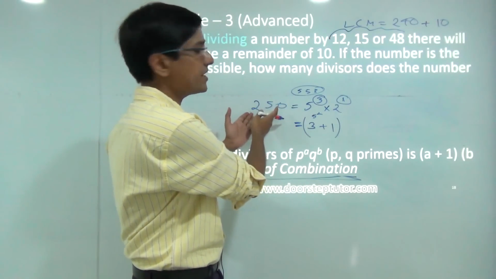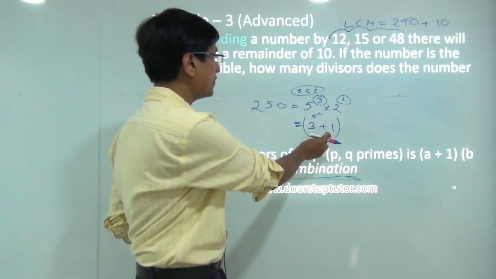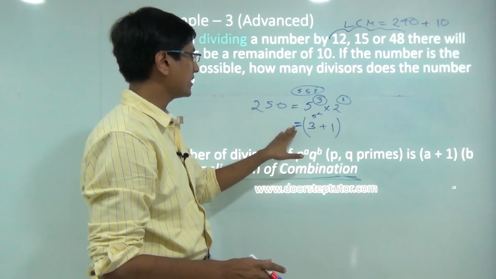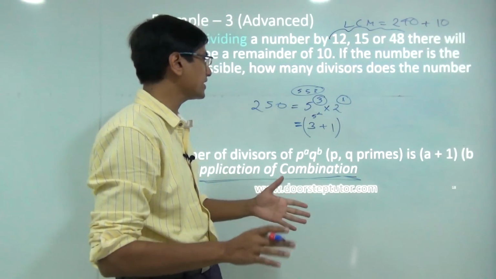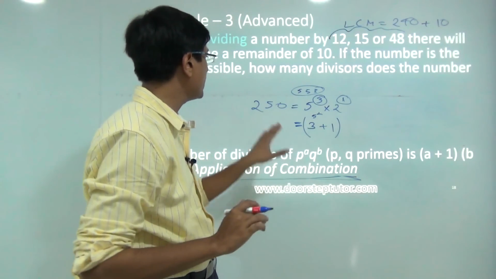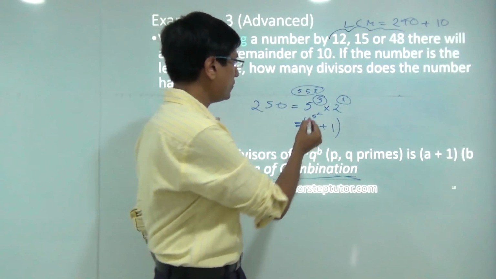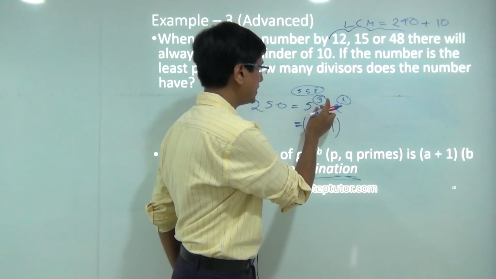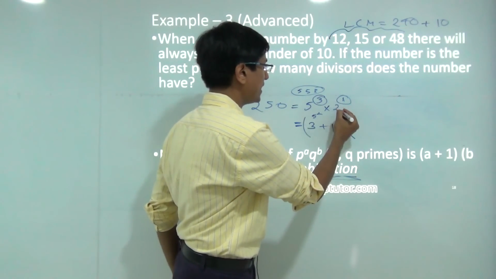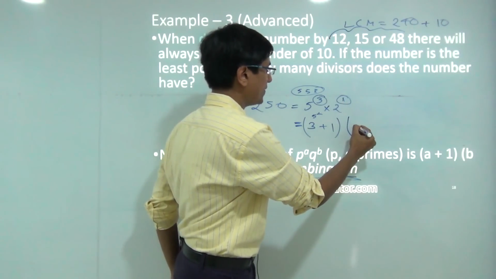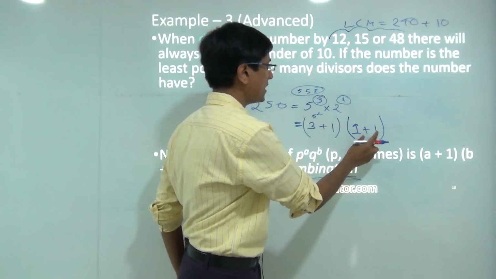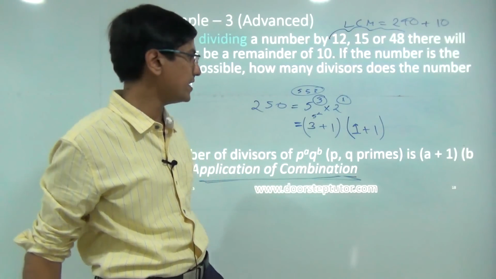1 is of course a divisor of 250, 1 divides 250. So even if I don't choose a single 5 in creating a divisor, I am left with 1 at the minimum, and 1 would divide 250. So I can choose the 5s in 3 plus 1, 4 ways, and I can choose my 2s, either one 2 or no 2 at all. I can choose my 2s in 2 ways.